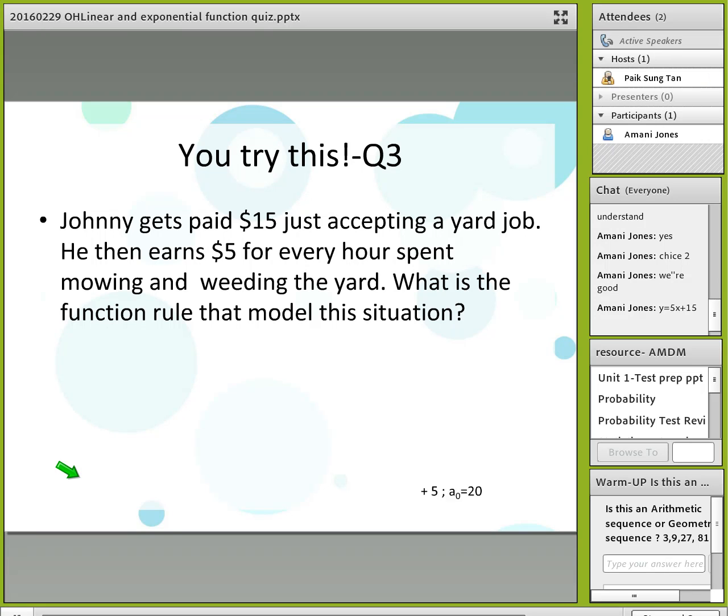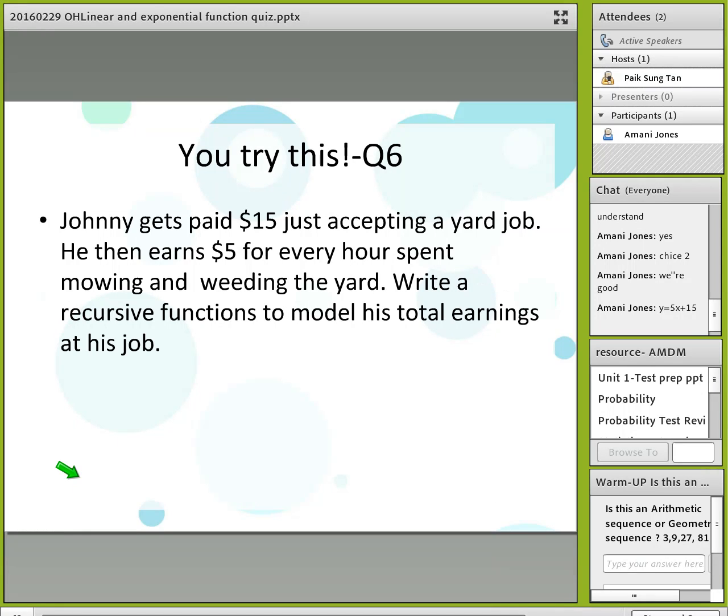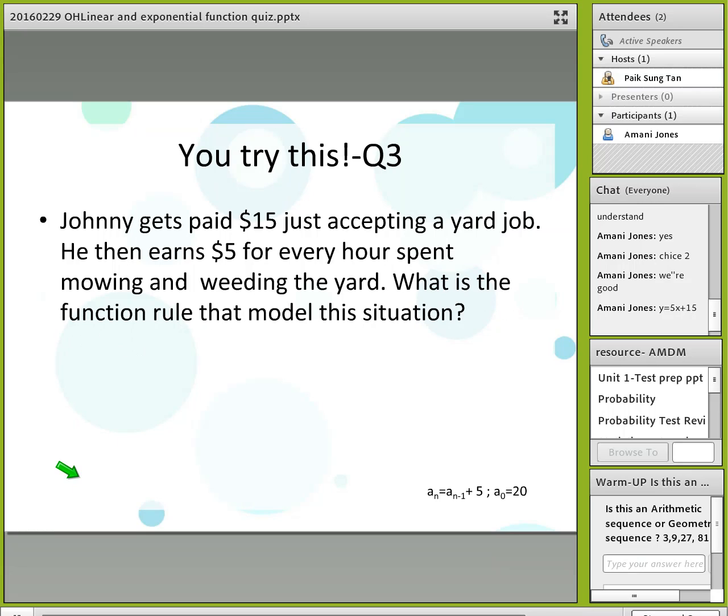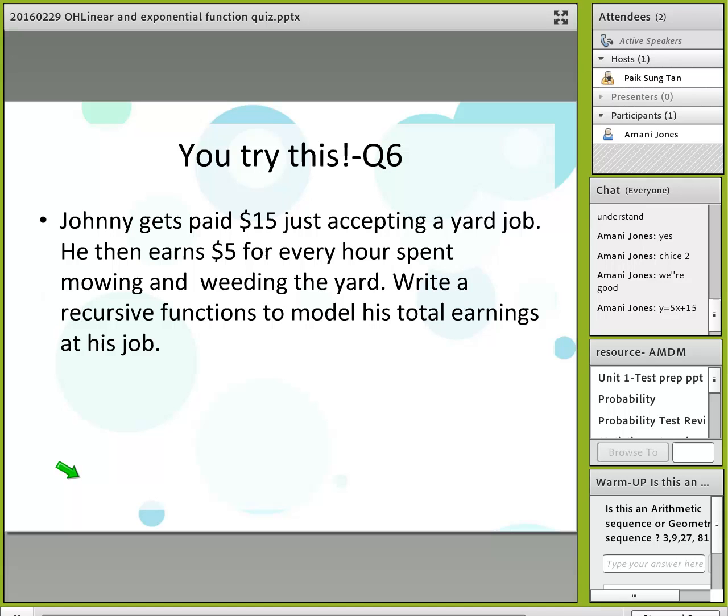Good job, I think. Let's see. Oh yeah, I have the recursive rule here. It wasn't even the correct answer, but you did it right. You did it right. Okay. So now you write the recursive rules. Just now you did the function rules.